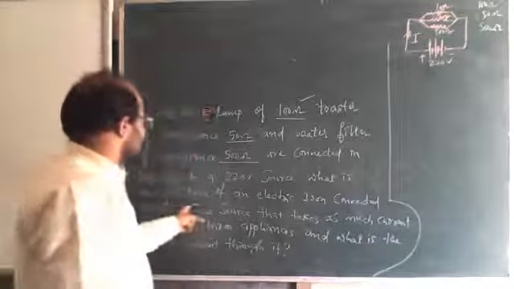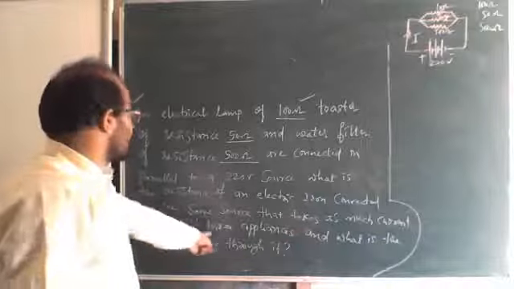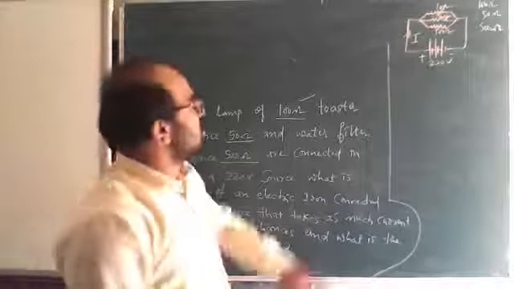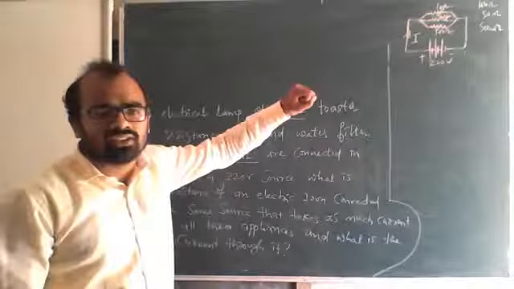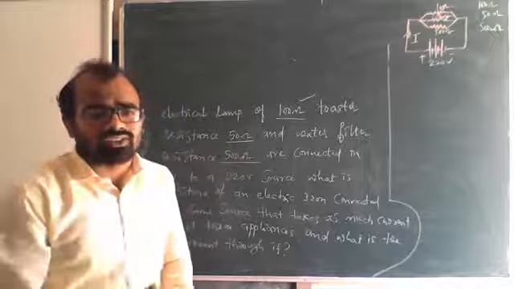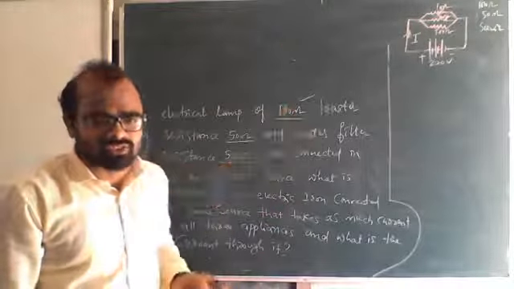What is the resistance of an electric iron connected to the same source that takes as much current as all three appliances, and what is the current to it? See, instead of these three resistances, if we remove them and put an electric iron there, then what is its resistance? Exactly the same resistance these three are having, the effective resistance.